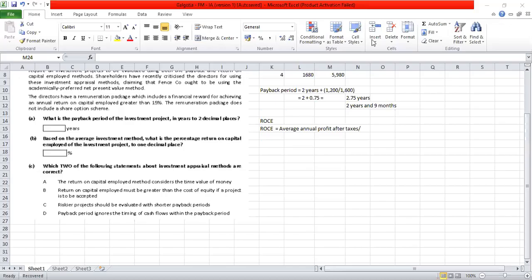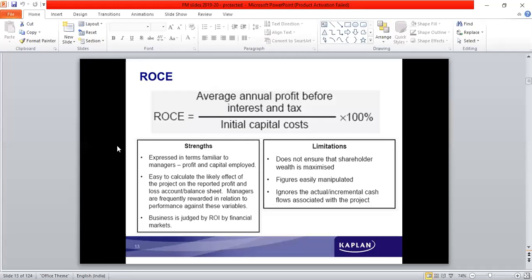There was a doubt which you had at that point of time, because the PPT was showing a different formula, the formula which the slide in the PPT was showing. Yes, ma'am. Profit after tax and profit before tax. This is profit before interest and tax, divided by initial capital cost. So this is what the formula says.